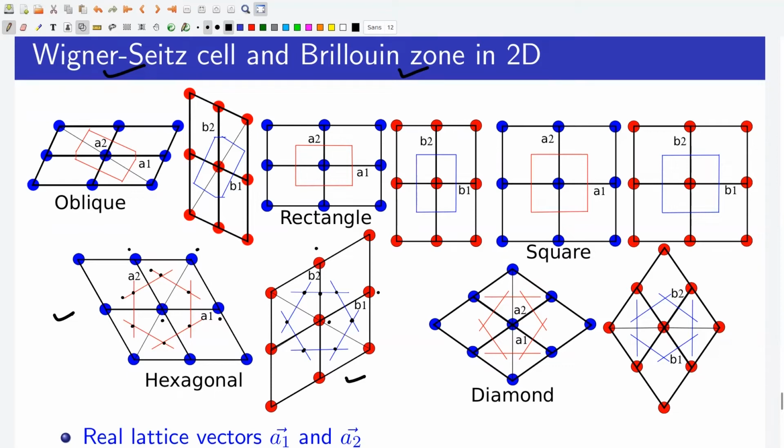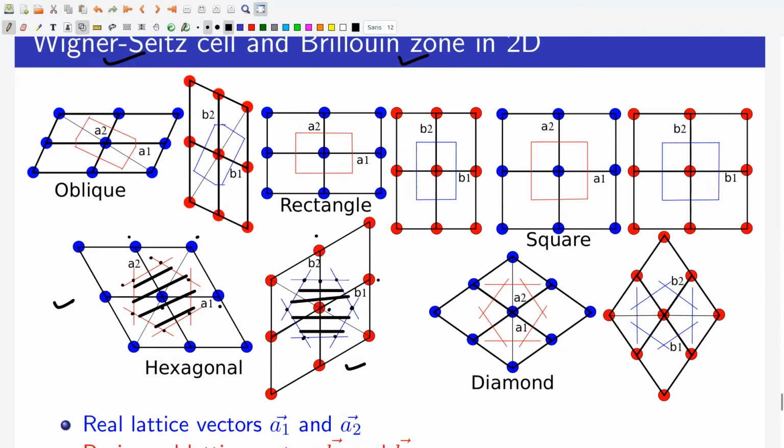So the principle is the same. You just draw the perpendicular bisectors, and that will give you a cell, either in real lattice or in reciprocal lattice, and this cell has a name. This is the cell that I am talking about. It is known as the Wigner-Seitz cell in case of real lattice, and if you look at the reciprocal lattice, then this is the cell, and this is known as the Brillouin zone.